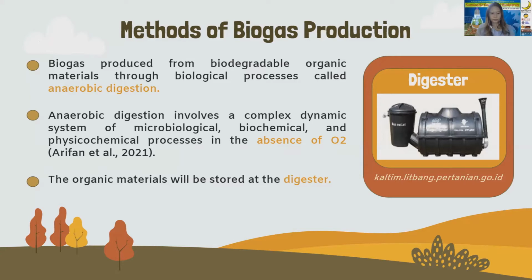Degrading organic waste, the anaerobic digestion process involves a complex dynamic system of microbiological, biochemical, and physicochemical processes in the absence of oxygen. In the manufacturing process, the organic matter will be stored in a closed room called a digester. The digester is isolated from oxygen to help the bacteria do the methanogenesis process properly to produce the final product in the form of methane gas and carbon dioxide. Okay, next.